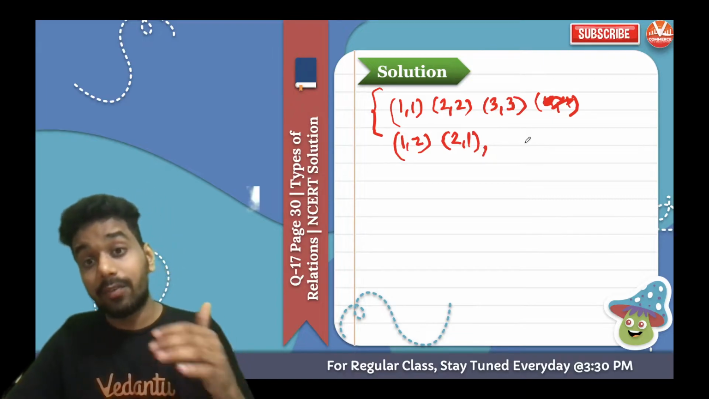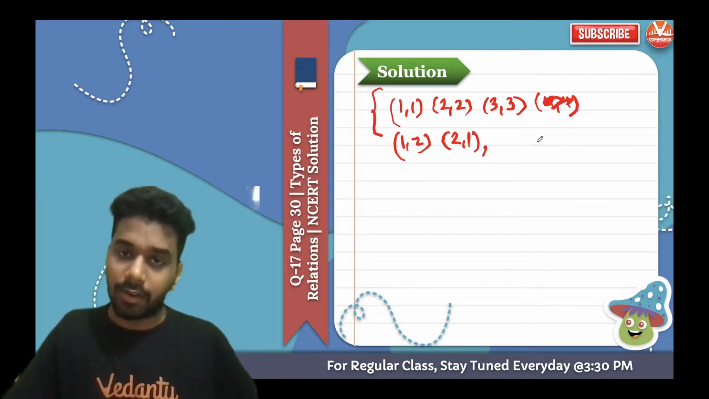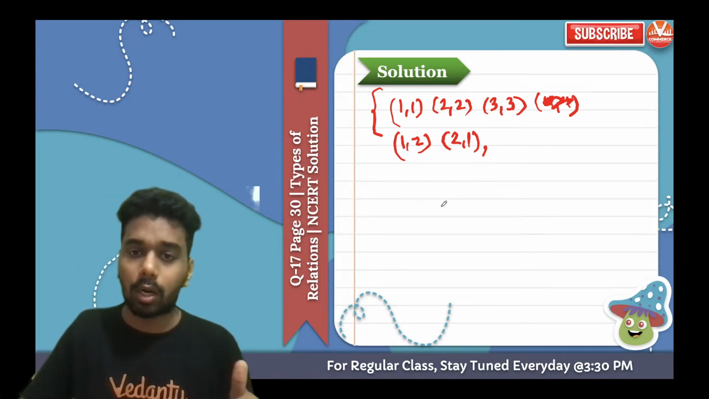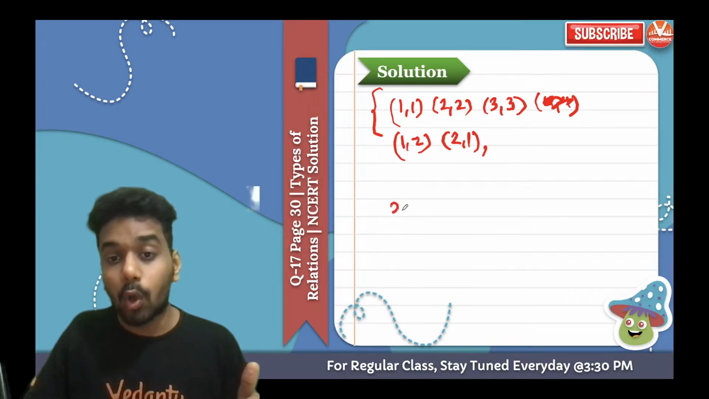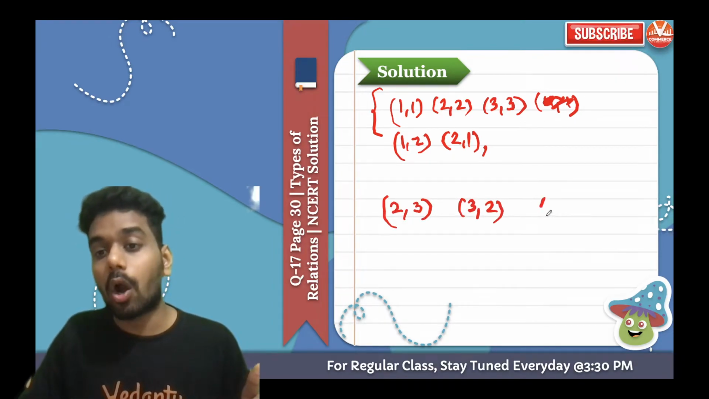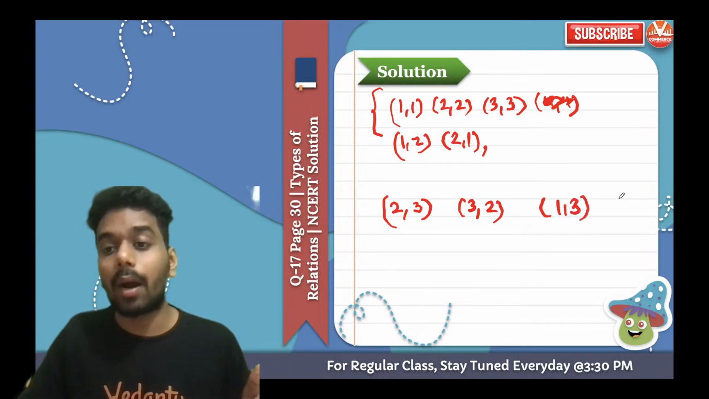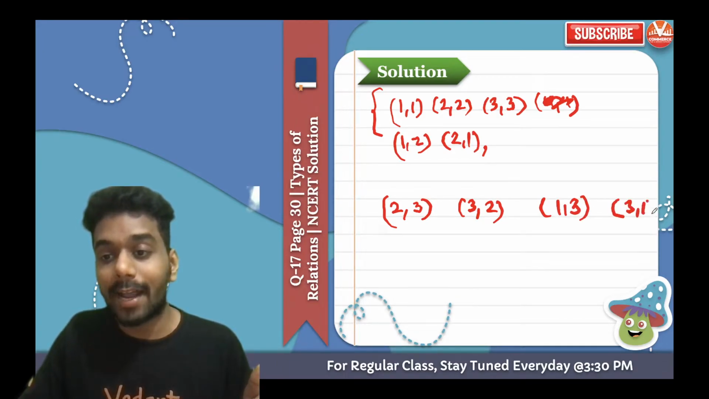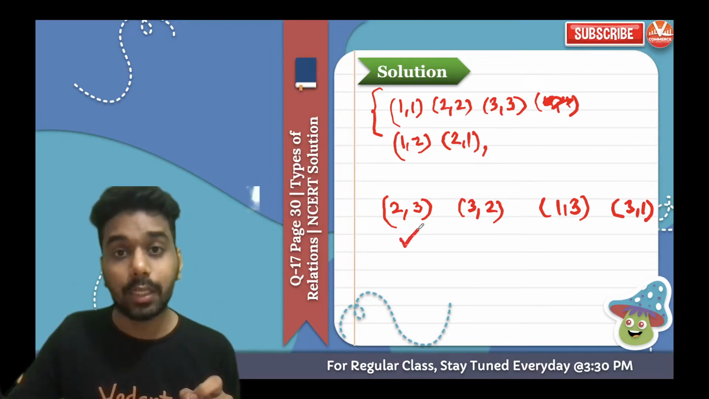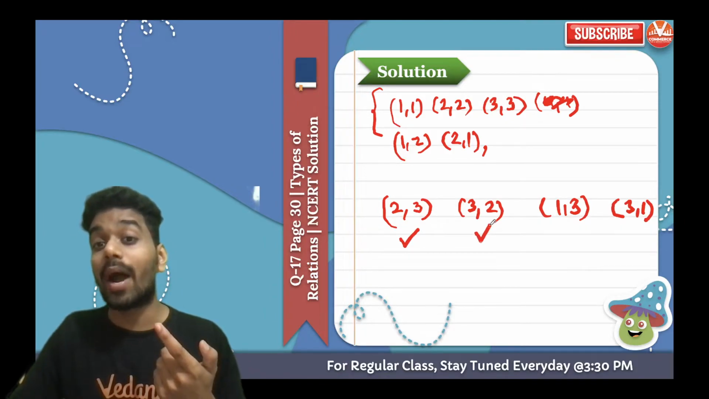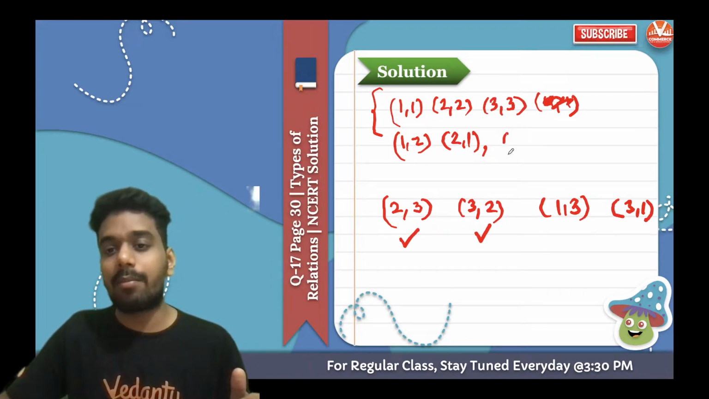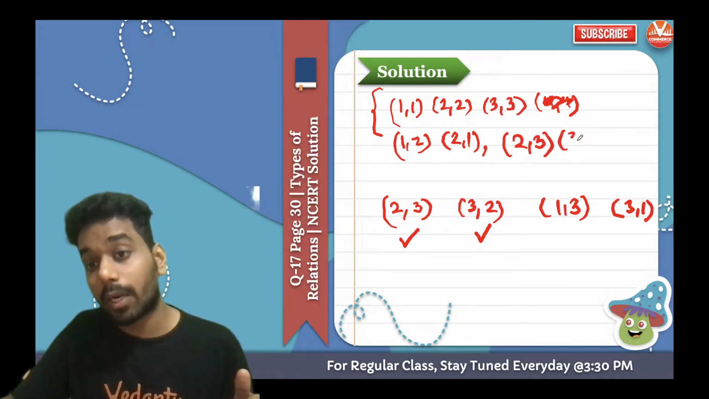Now if we add more, we must satisfy reflexive, symmetric and transitive. Reflexive is always satisfied. Now what are the other ordered pairs remaining? They are 2 comma 3, 3 comma 2, 1 comma 3 and 3 comma 1. Now if you want to include any one of these, let's suppose 2 comma 3, you must include 3 comma 2. Why? Because of the condition of symmetricity. So you can take anything, it doesn't matter. Let's say I am writing here 2 comma 3 and 3 comma 2.